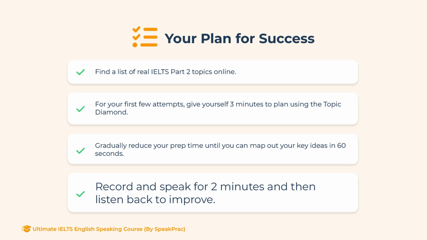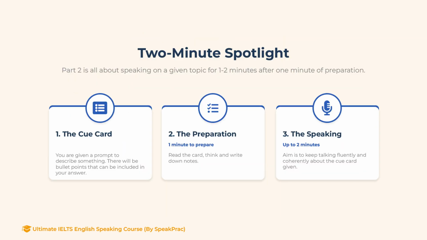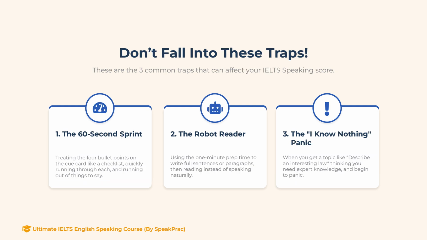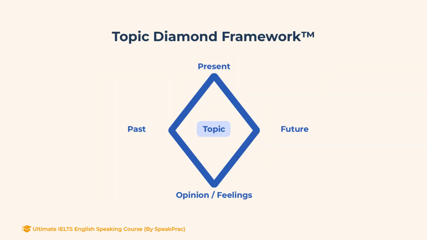Your goal, my friends, is to be able to take any Part 2 topic and within 1 minute have a clear diamond-shaped plan that you can talk about confidently for 2 minutes. So let's recap our game plan. We learned that Part 2 is your 2-minute spotlight. We identified the 3 traps, and most importantly, you now have the topic diamond, a powerful IELTS Speaking Part 2 template that gives you a clear structure to talk fluently.